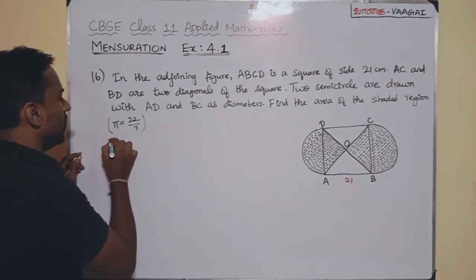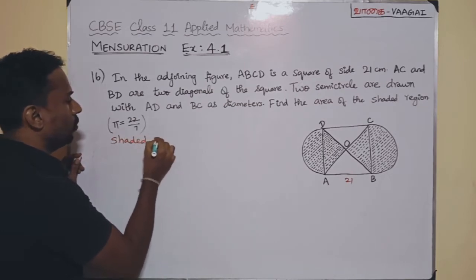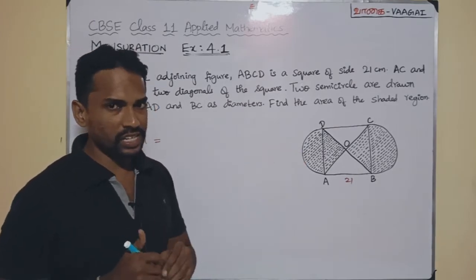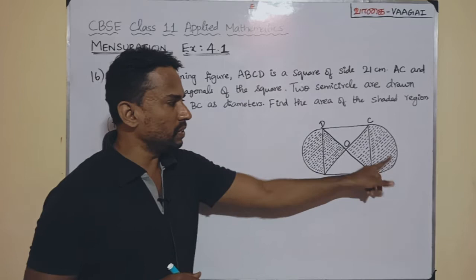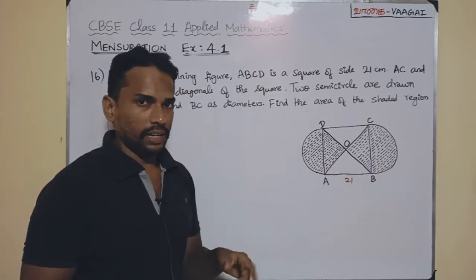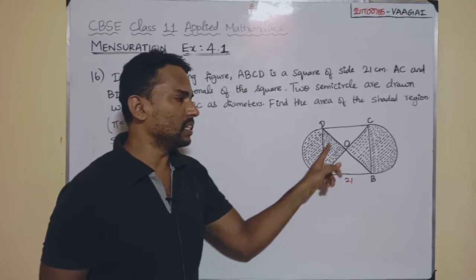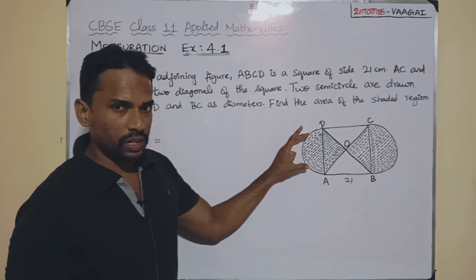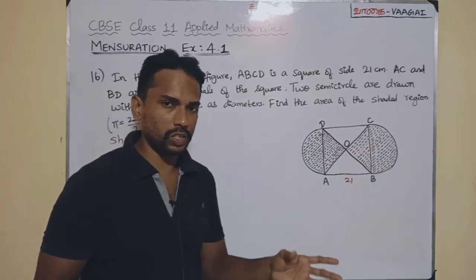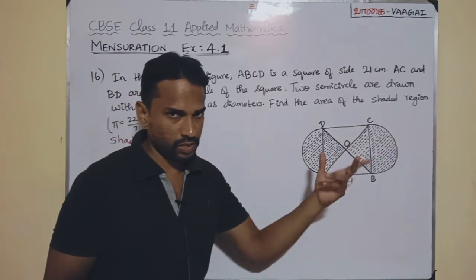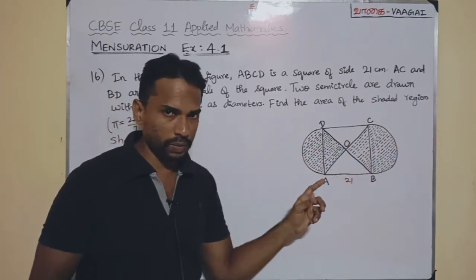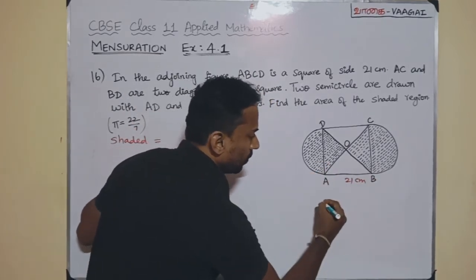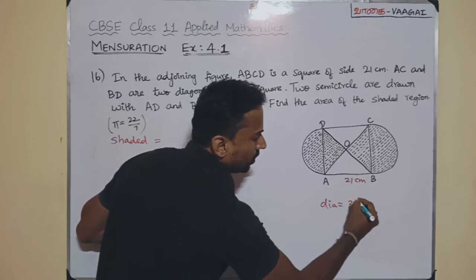Now observe very clearly about the shaded region. Listen very carefully. Here these two semicircle regions are shaded, and then inside the square 2 of the triangles are also shaded. And it is important to understand that the diameter of these two semicircles is going to be the same as the side of the square. Is it or not? That means the diameter of the semicircles is going to be 21 centimeter only. So we'll note it here itself. Diameter of the semicircle is going to be 21 centimeter.